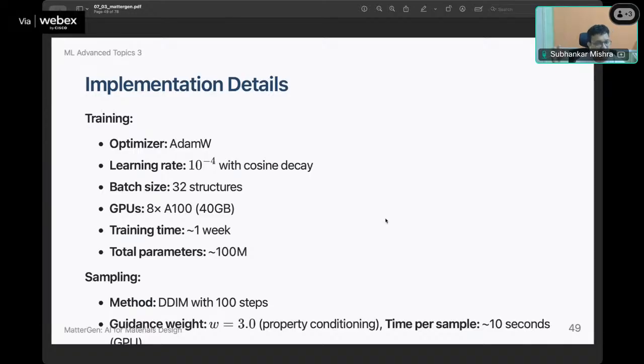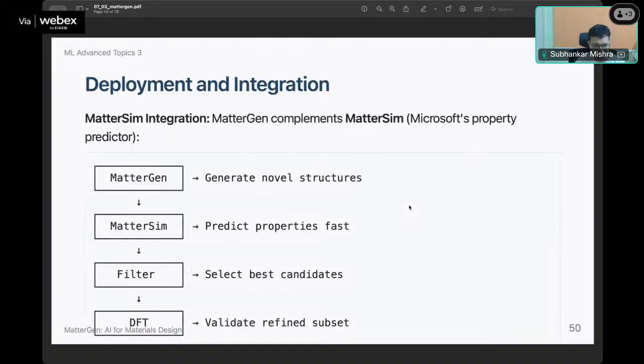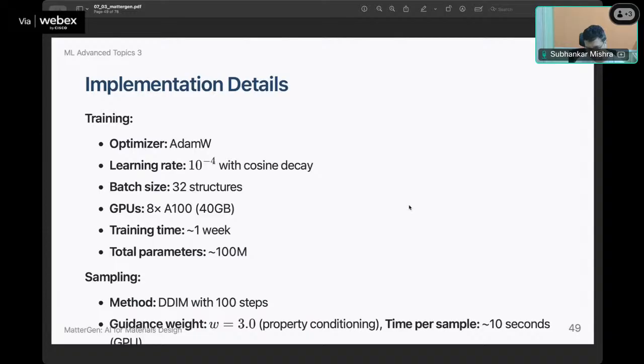Now, guidance weight is there. How much importance has to be given to the property? They use 3, and the time per sample was around 10 seconds on GPU. To generate one material was 10 seconds.